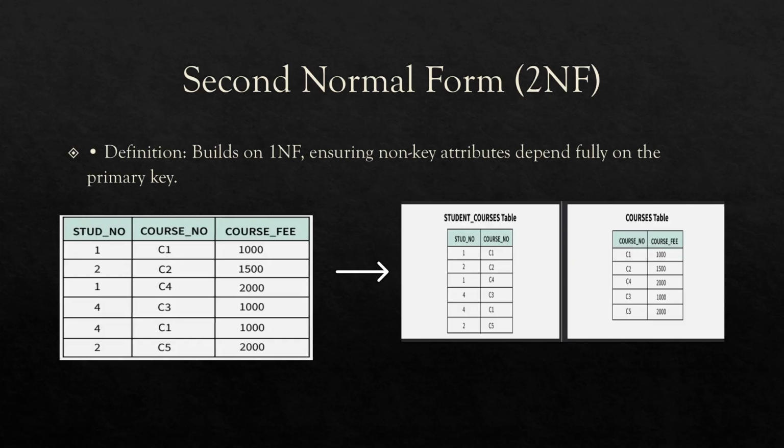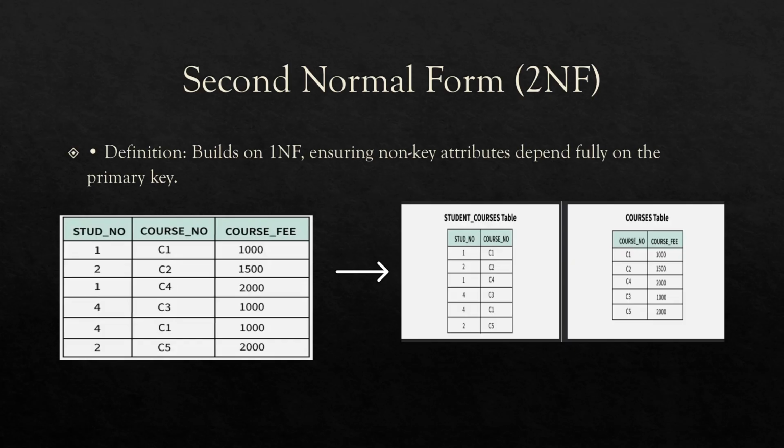But the course fee is dependent on the course number, which is a proper subset of a candidate key. Therefore, the non-prime attribute course fee is dependent on a proper subset of the candidate key, which is a partial dependency, and so this relation is not in 2NF.